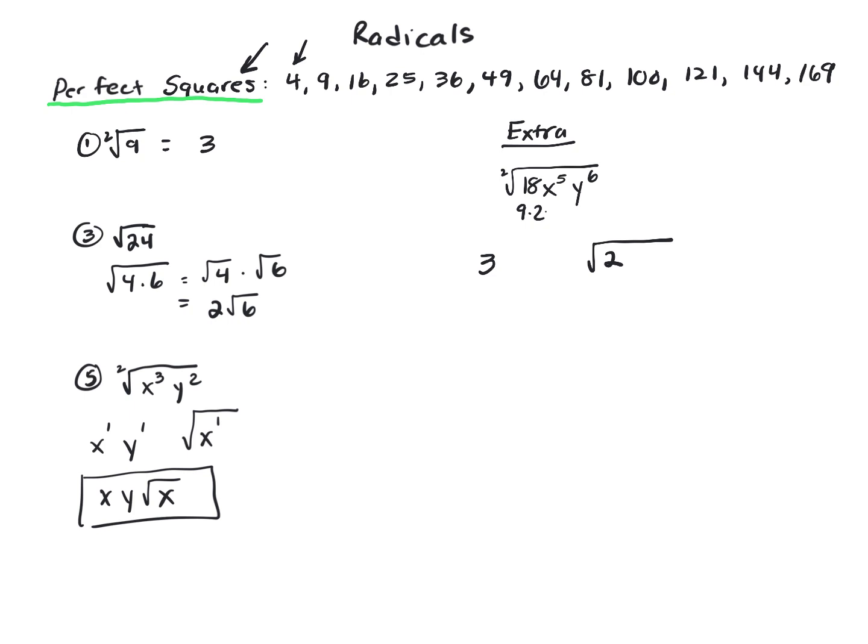Now let's deal with the variables and exponents. 2 will go into 5 twice. Bring out 2 with a remainder of 1. 2 will go into 6 3 times. No remainder. So there's your answer.